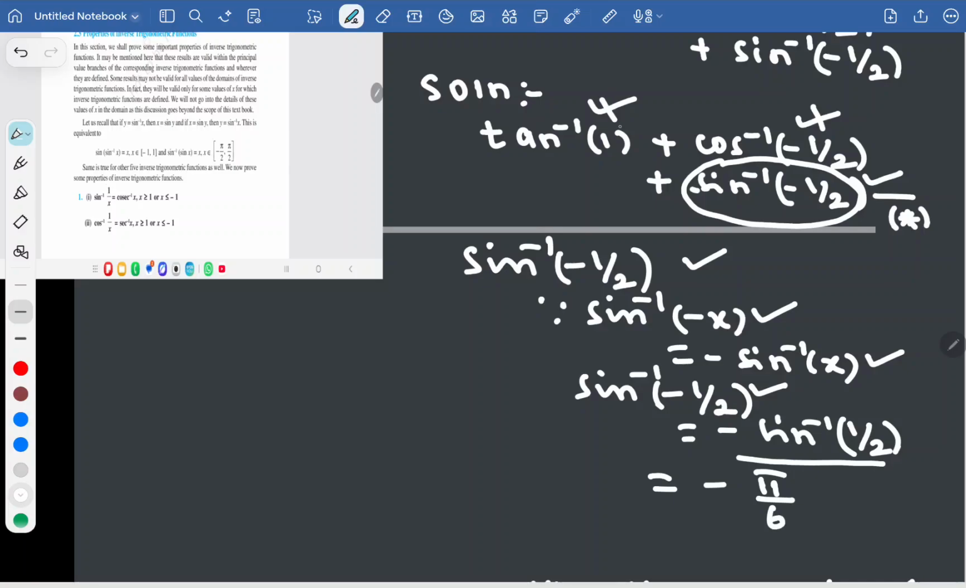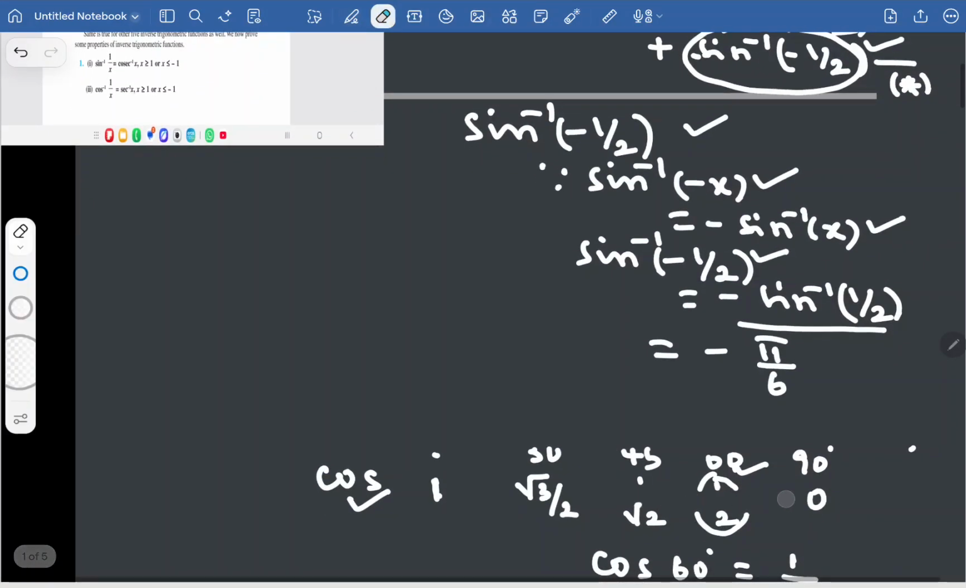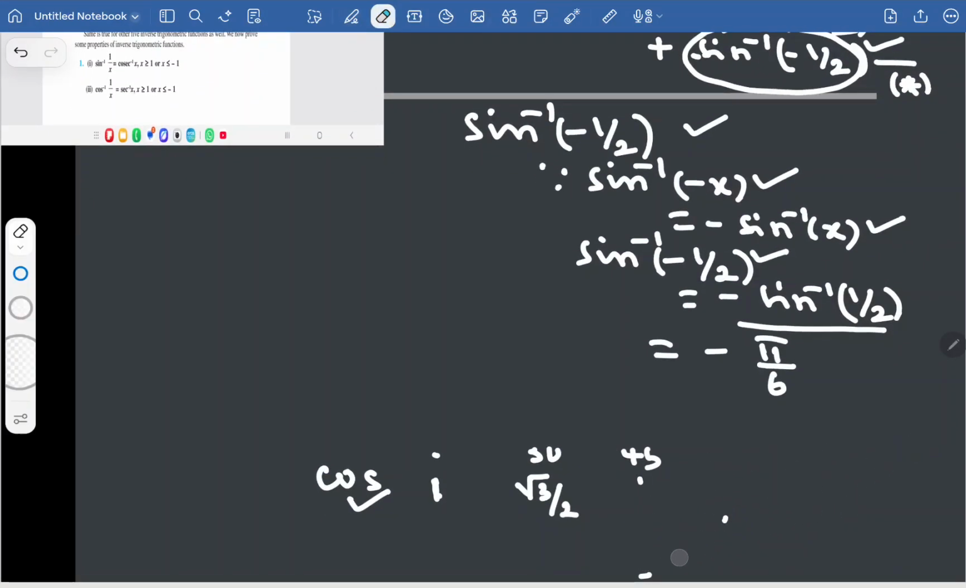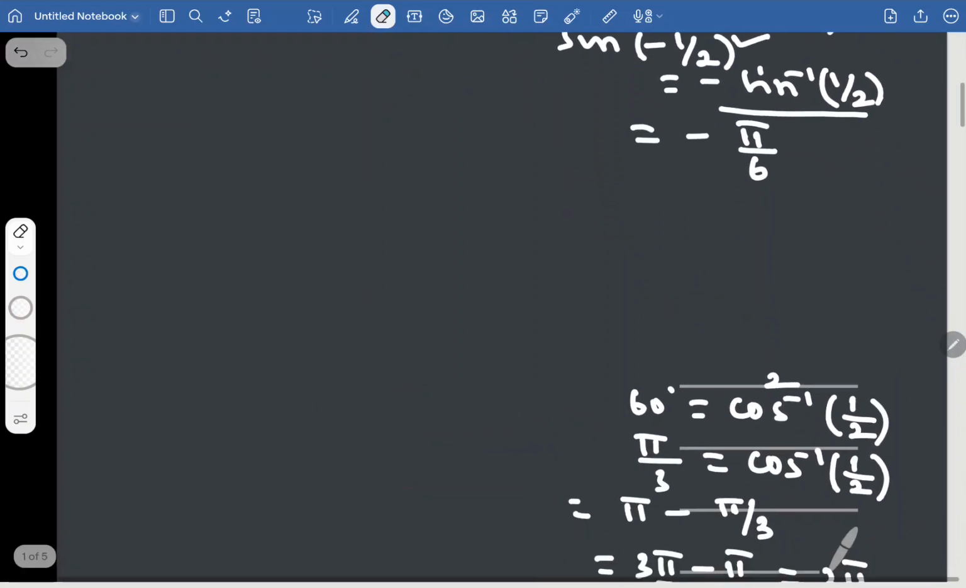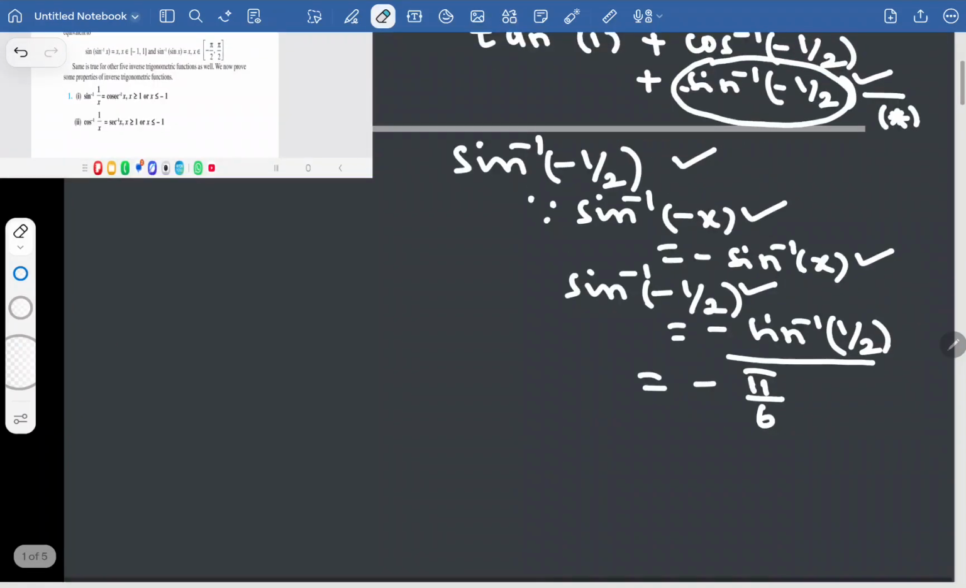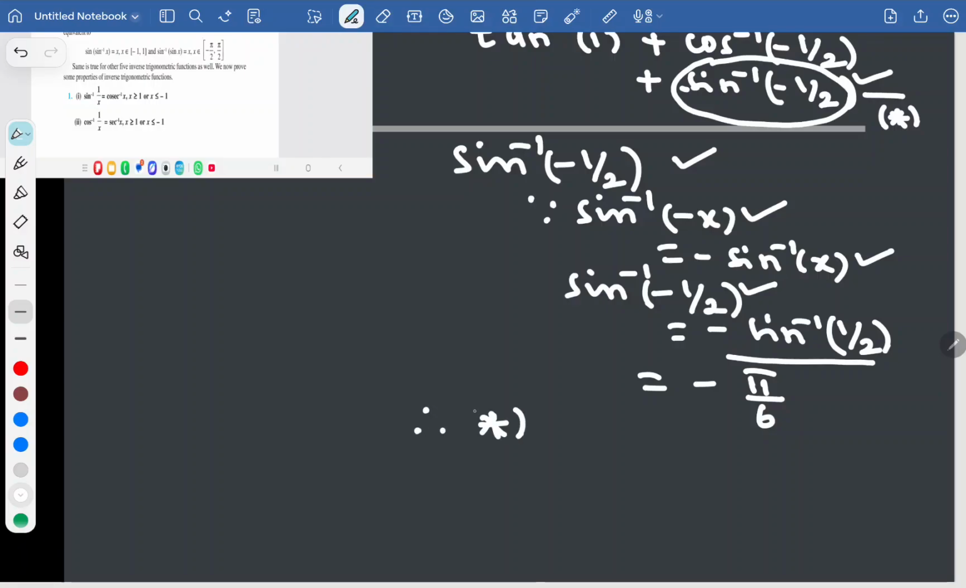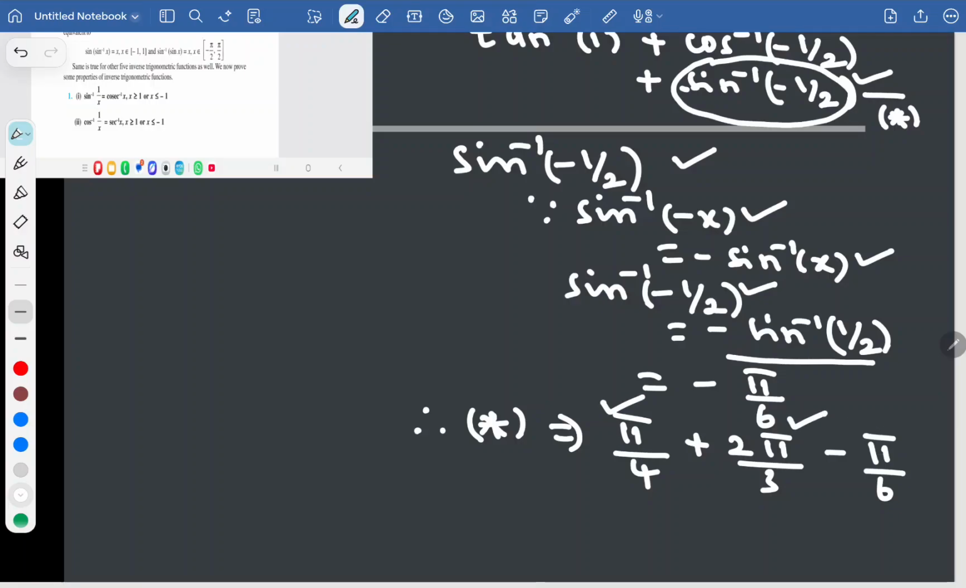For the first one, the value is pi by 4. For the second one, the value is 2 pi by 3. Therefore, star implies pi by 4 plus 2 pi by 3 minus pi by 6. This is for tan inverse of 1, this is for cos inverse of minus 1 by 2, and this is for sin inverse of minus 1 by 2.